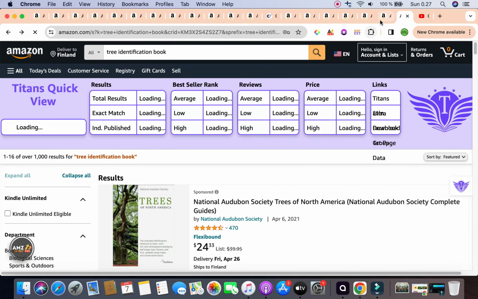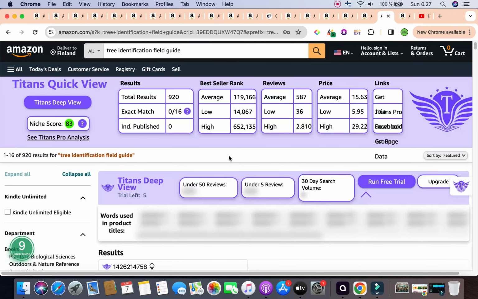Let's have a look at our last keyword for the day, which is tree identification field guide. Tree identification field guide has amazing results, even better than the previous. First of all, a really strong keyword niche score of 83 by the Self-Publishing Titans Chrome extension. Amazon Scout Pro also agrees with that keyword niche score and confirms its strength by giving us a number 9, which is the highest on the scale in terms of what Amazon Scout Pro has to offer in terms of this keyword niche score. The total results are under 1,000, which is ideal, currently sitting at 920.